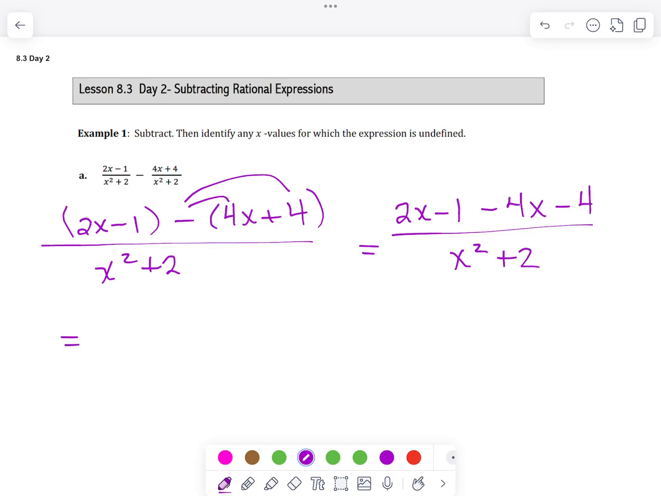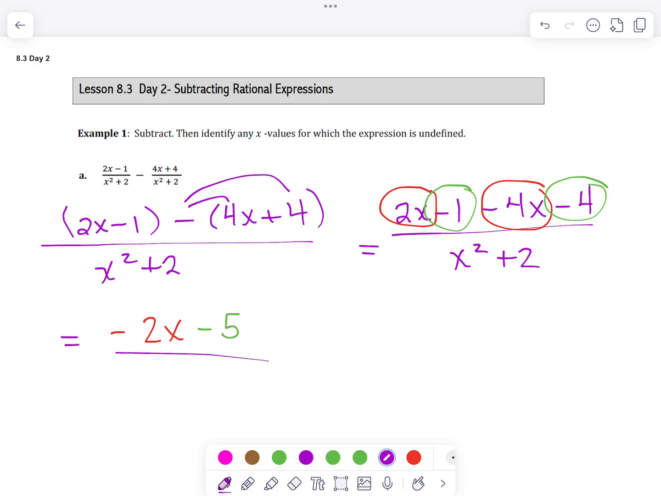Now we're going to go ahead and combine like terms. So we have a 2x and a minus 4x gives you negative 2x. And then we have a negative 1 and a negative 4 makes that a negative 5. And then all over x squared plus 2.